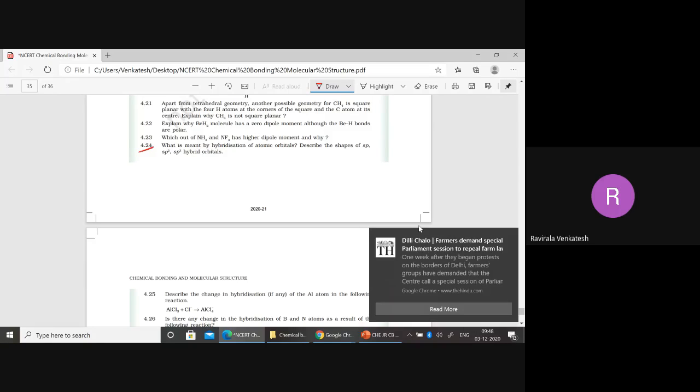What is meant by hybridization of atomic orbitals? Definition. I think everyone knows the definition of hybridization. Describe the shape of sp, sp2, sp3 hybrid orbitals. How do you write the shape, beta? sp, this is sp, done. How do you write sp2? Isn't it? Done, sp2. How do you write sp3?